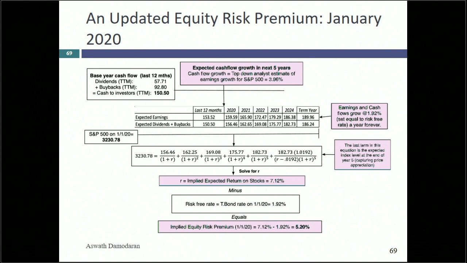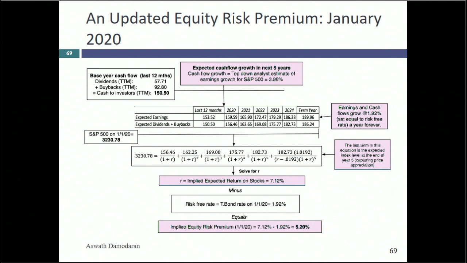I took the 150.50, grew it at 3.96% for the next 5 years, and beyond the fifth year, grew it at the risk-free rate. I'm doing exactly the same thing I did in 2008 and 9, and the expected return I got for stocks was 7.12%. Well below the 8.64% at the start of 2009. But if I subtract out the T-bond rate, 1.92%, my equity risk premium at the start of 2020 was 5.20%.